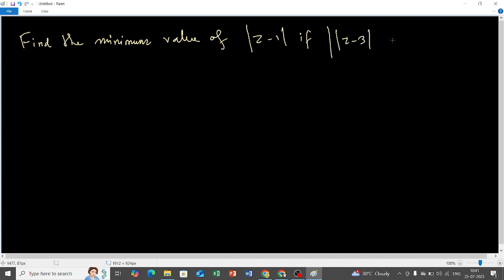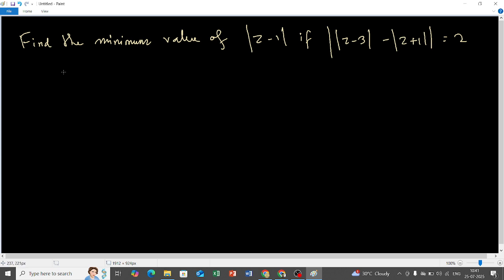Finding out the maximum and minimum value of a complex number. Okay, so in this sum we will find out the minimum value. So find the minimum value of mod z minus 1, if mod of mod z minus 3 minus mod of z plus 1 is equal to 2. So we have to find out the minimum value of mod z minus 1 if this is given.